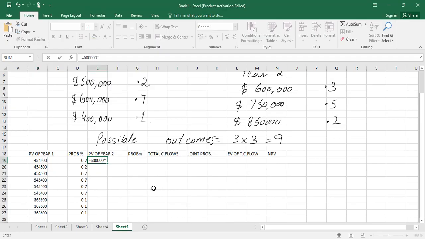$600,000 into 0.826. Now it is year 2. Now for year 2, we will take all these three cash flows in relation with the first cash flow of year 1, because we are calculating 9 possible outcomes. So 750,000 into 0.826, then 850,000 into 0.826.